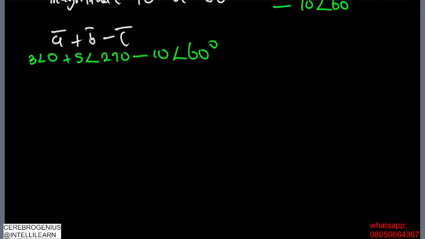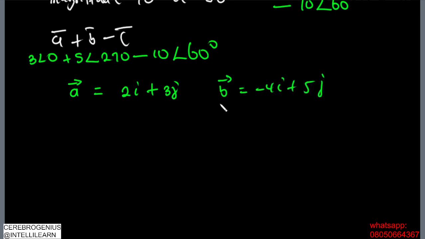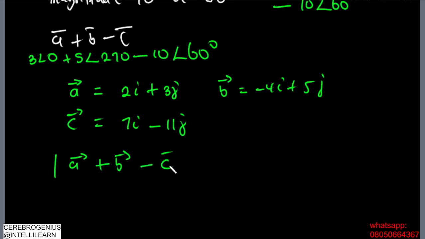Now another way they can ask you a question is that they are going to give you your vectors in vector form. I saw this in your notes, so I'm not sure if they can ask, but let's just try it out. So let's say we have vector A to be 2i plus 3j. You have vector B to be maybe minus 4i plus 5j. So you have vector C to be 7i minus 11j. And the question now says we should find the modulus of A plus B minus, let's say, 2C.